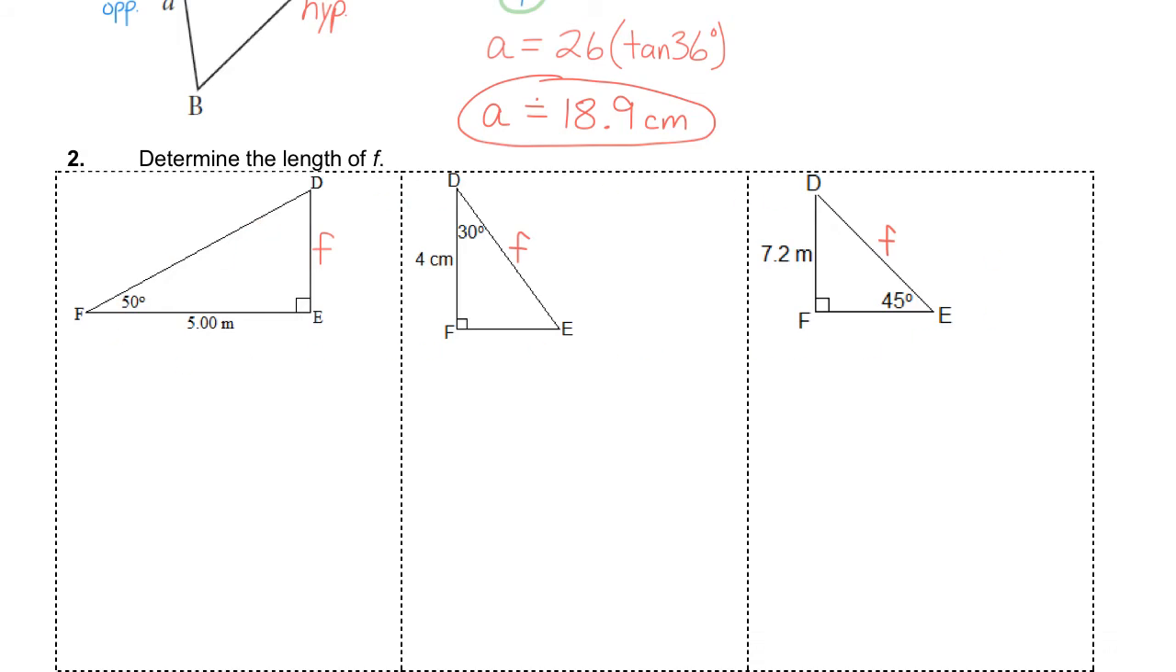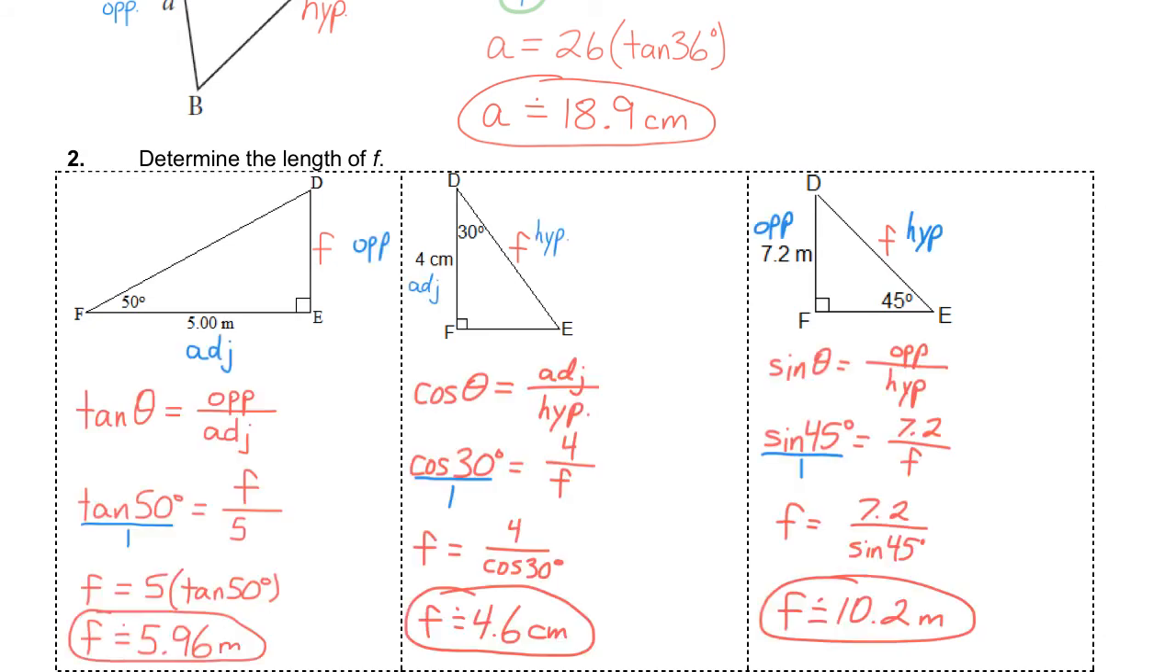Remember, you gotta label your sides first, figure out which trig ratio to use based on which sides you have and which one you want, and then plug in your numbers and solve. So pause the video and try it on your own, and then come back and see how you did. So here are my final answers circled. If you got those, you're good to move on. If you didn't get these, here's my explanation of how I got it.